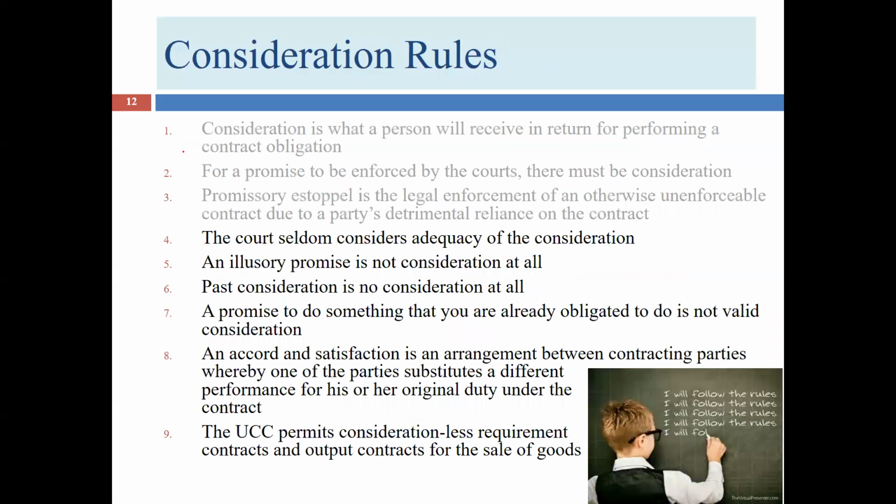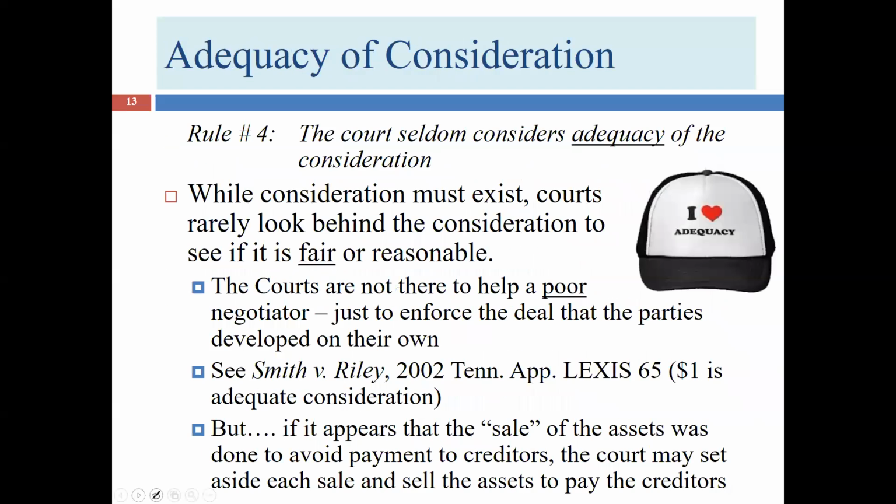Okay, so now we've done our first three rules, now we're at rule 4. The court seldom considers the adequacy of consideration. We've already talked about this idea, but let's just spend a couple seconds making sure that we've solidified it. We've said that we must have consideration, that both parties have to provide consideration, that the consideration has to have value, even though it can be nominal value, and that it either has to be a benefit to the recipient or a detriment to the giver.